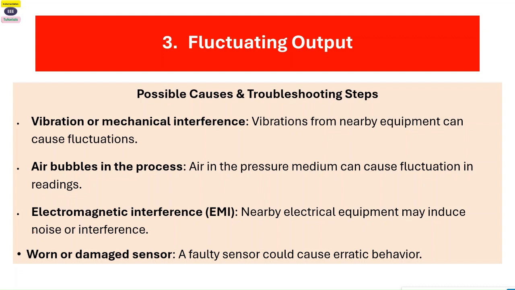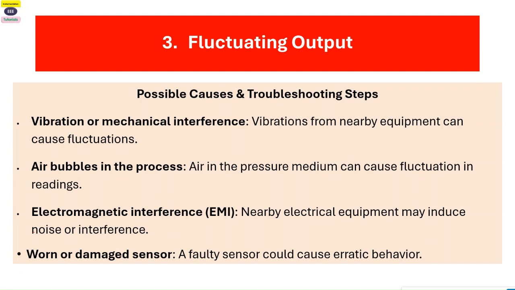Now, second one is air bubbles in the process. If your transmitter is fluctuating, it may be due to air bubbles inside the impulse line. So you can drain the impulse line, you can vent the impulse line, and if air bubbles exist, they will come out from the impulse line, and after that you can check the transmitter, it will not fluctuate. Third one is electromagnetic interference.